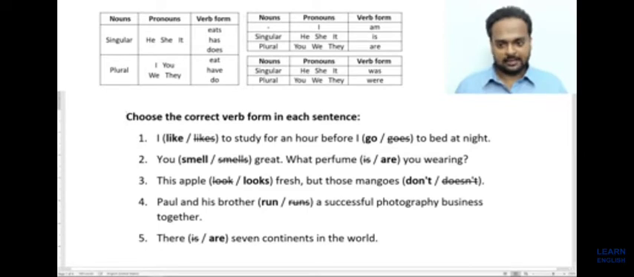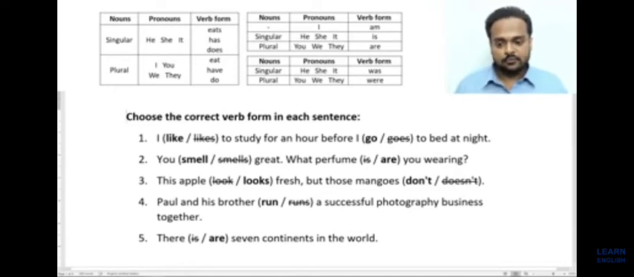All right, here are the answers. Number 1, I like to study for an hour before I go to bed at night. In both cases, we use the base form of the verb without an S because for the pronouns I, you, we, and they, we don't add S to the verb. It's the same in number 2. You smell great, not smells, because we don't add S with the pronoun you.